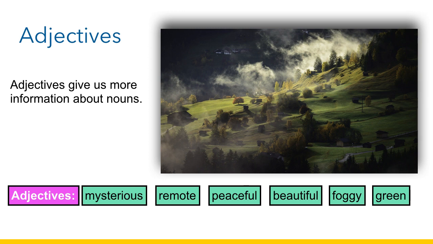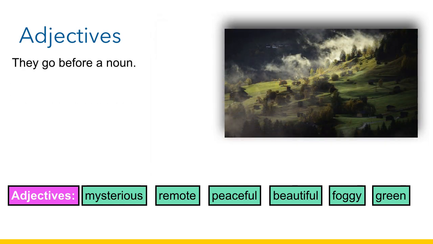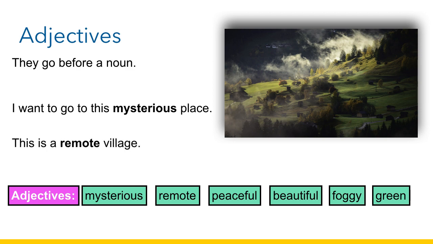When we use adjectives in a sentence, we can do it a couple different ways. Adjectives go before a noun. For example, I want to go to this mysterious place. Or this is a remote village. In both of these sentences, we have an adjective and then a noun.